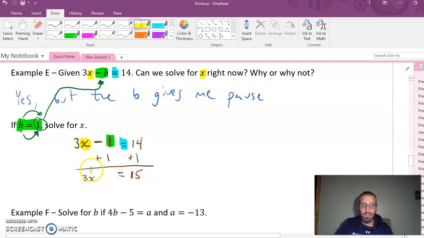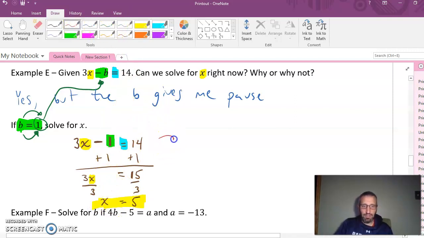And I'm closer to solving for my x, but I'm not all the way there. 3 is right up next to the x, that's multiplication. So the opposite of that multiplication is going to be division. So dividing both sides by 3. 3x divided by 3 is 1x, or just x. And 15 divided by 3 is 5. So x is going to equal 5.